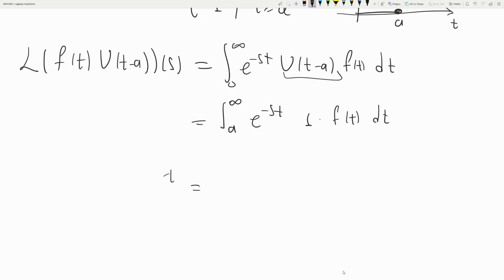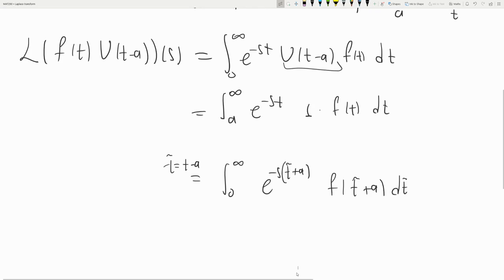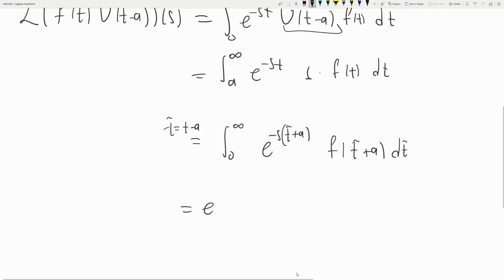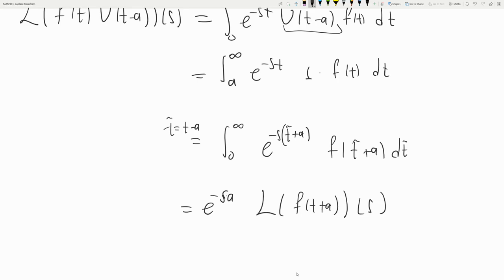So t tilde is equal to t minus a. But of course, the variable is a dummy variable. So you get e to the minus sa times the Laplace transform of f of t plus a, at s. Okay, so that's the identity.